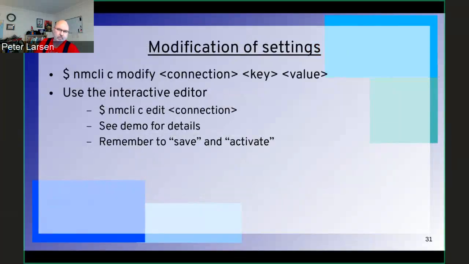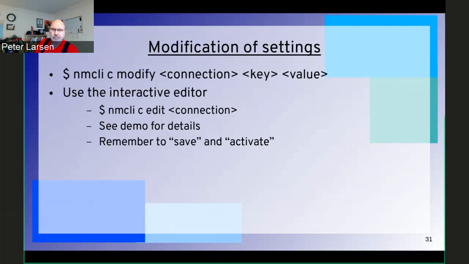I'll use modify instead of show, and it's all key value pairs. So if you know, for instance, that it's ipv4.addresses, the key is ipv4.addresses, and the value would be the new IP address you want.